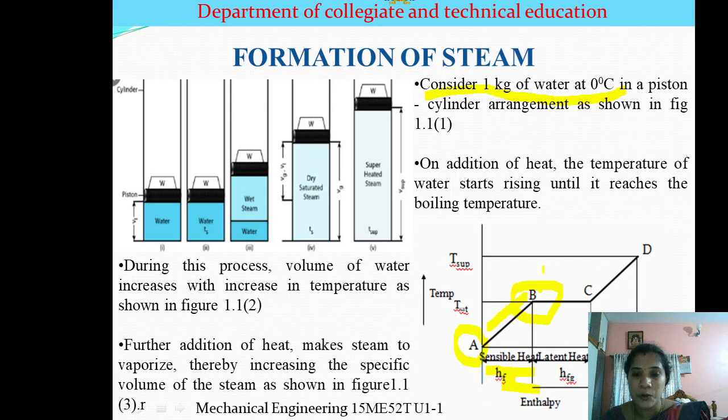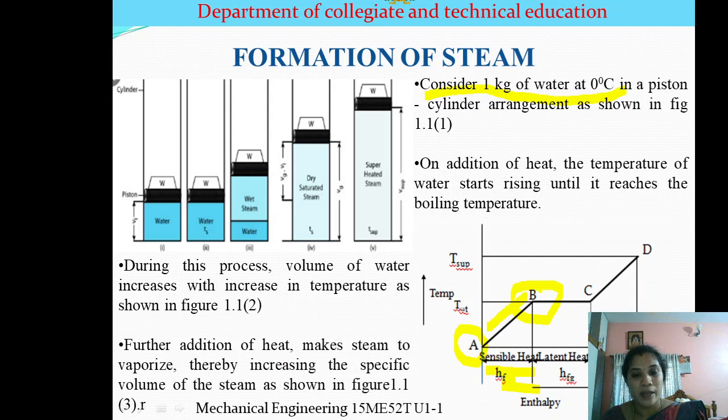During this process A to B, as the temperature increases, there will be a rise in temperature, as you can see in the diagram itself. As the temperature increases, there will also be an increase in the volume, which is shown in figure 2.